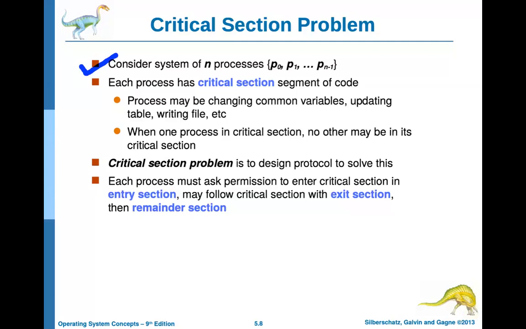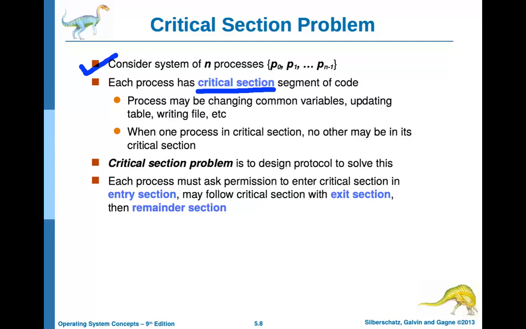So consider in my operating system there are n processes and they are denoted by P0, P1 up to P(n-1). So P0, P1, P2, something like that. The names are given to the processes for simplicity. Each process has a critical section segment of code. Now we need to understand what is a critical section segment of code.